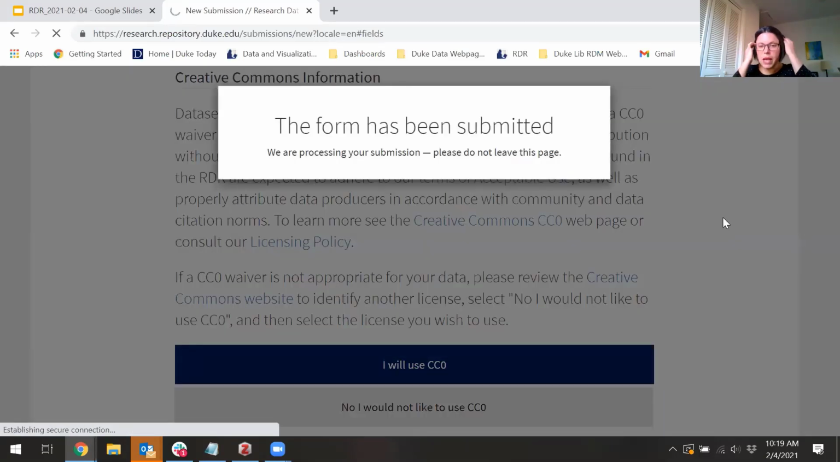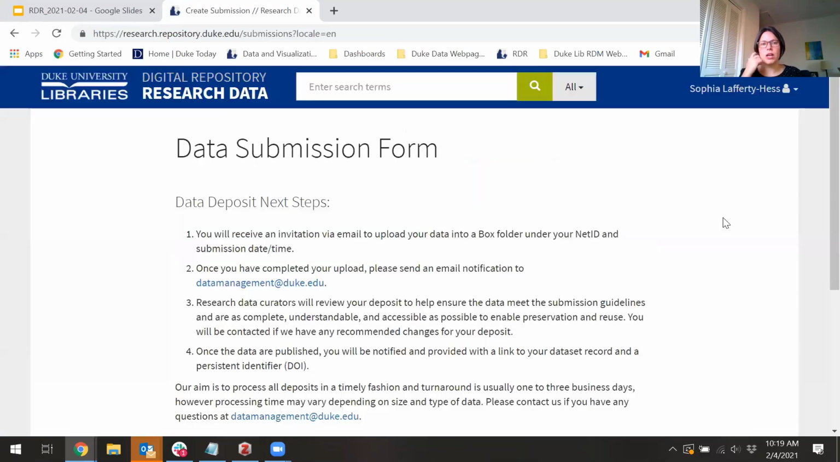All right, so that is the main form. Essentially what happens now is what I've already told you all. You get an email to a box folder, and then we start that curation process.